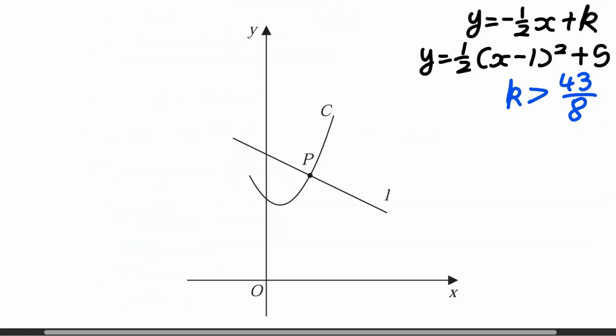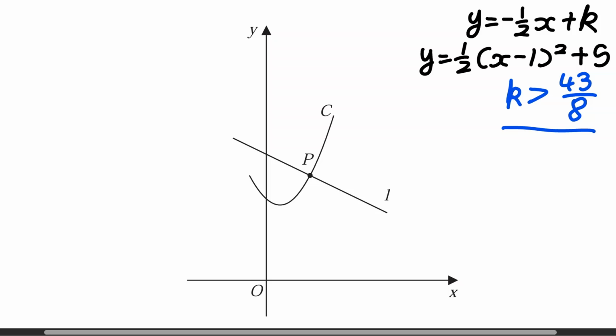Okay, so this is where this question gets quite difficult in my opinion. If this question was just that you have two lines, y is equal to minus a half x plus k and y is equal to a half x minus 1 squared plus 5, and you need to find the range of values of k for which there are 2 points of intersection, this here would be the final answer and you would get all of the marks.